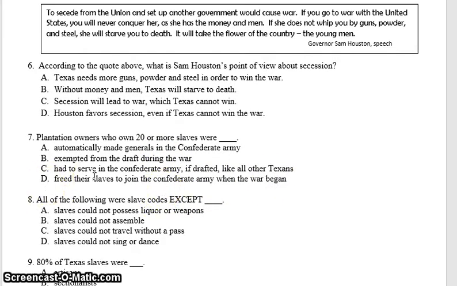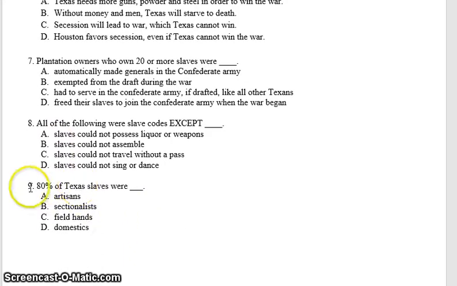8. All of the following were slave codes except for what? Which one was not a slave code? A. Slaves could not possess liquor or weapons. B. Slaves could not assemble. C. Slaves could not travel without a pass. D. Slaves could not sing or dance.